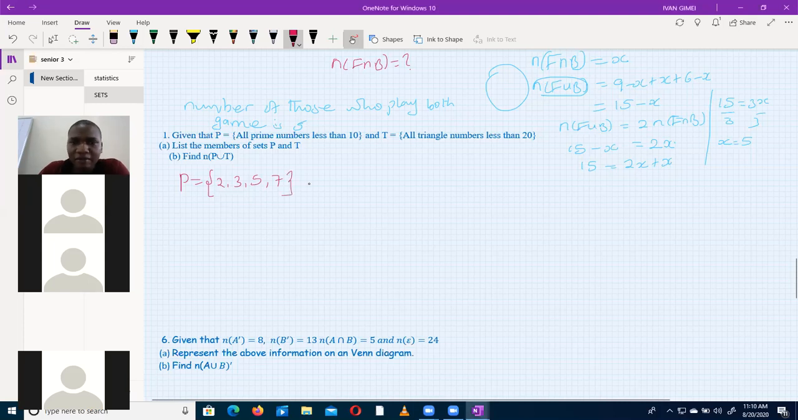Then the other one, set T, is a set of triangular numbers. What are triangular numbers? Can somebody tell us those triangular numbers? Trent, can you tell us what triangular numbers are? Triangular numbers less than 20. Trent, can you tell us those triangular numbers?